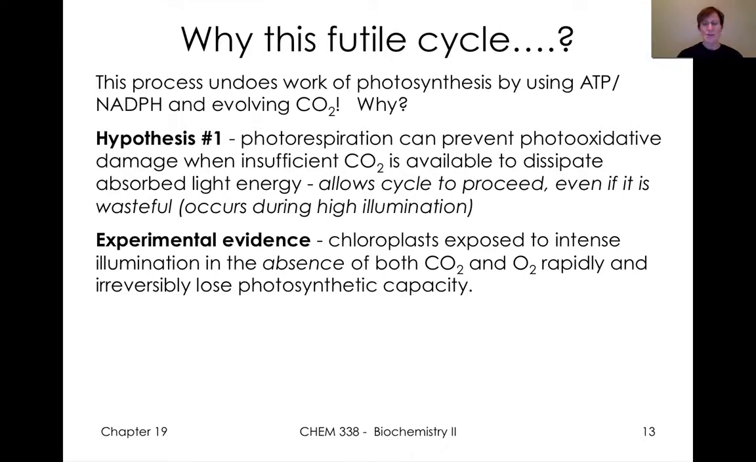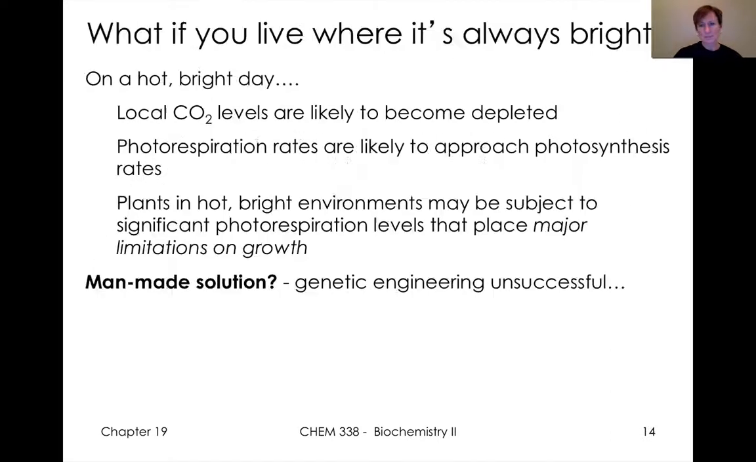And so if you allow it to use oxygen, it doesn't matter if you're using up ATP and NADPH, because if there's tons of light around, you probably have lots of ATP and NADPH to begin with. And the experimental evidence they have to support this hypothesis is that when they expose chloroplasts to intense illumination and eliminate both oxygen and CO2, so there's no substrates available for Rubisco, the chloroplasts rapidly and irreversibly lose their ability to undergo photosynthesis. So photooxidative damage occurs. And so it's maybe kind of a protective measure.